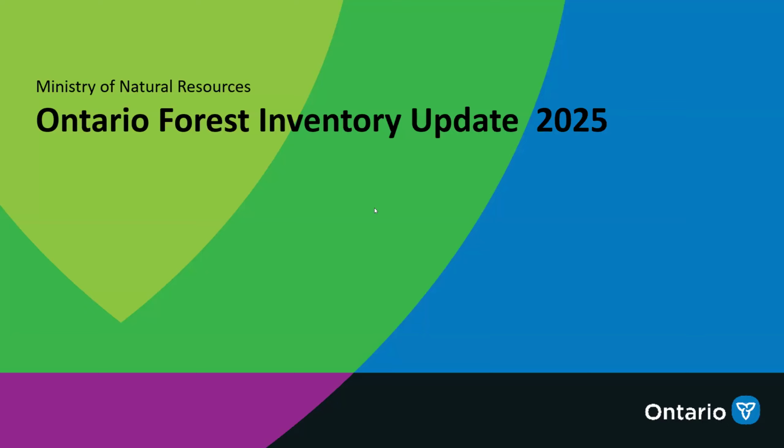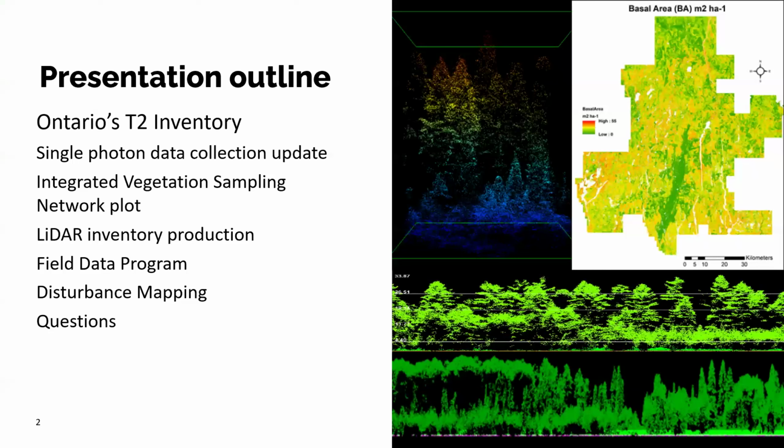So the outline of the presentation today is to touch on our T2 inventory. So we're rolling into midway through that inventory production cycle. So we'll give you an update on where we are in terms of data collection from airborne LiDAR acquisition, VSN plots, inventory production, as well as touch on the disturbance mapping component at the back end.